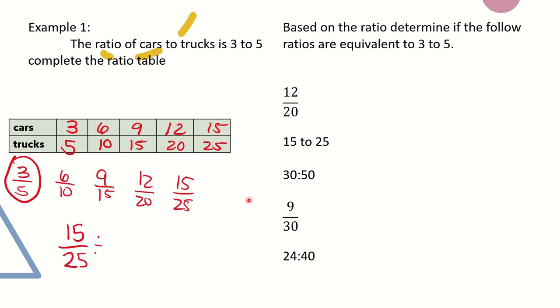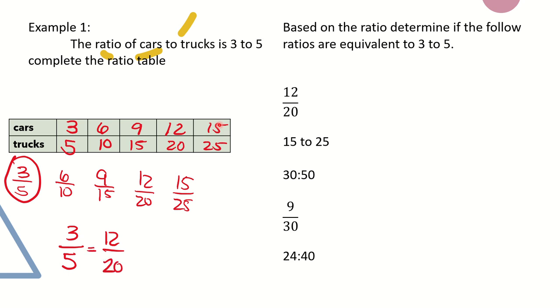And I get 3 over 5. Let's try another one. If I have 3 over 5, so again, 3 over 5 is my original ratio. Now let's try it with 12 over 20 and see whether they're equal.